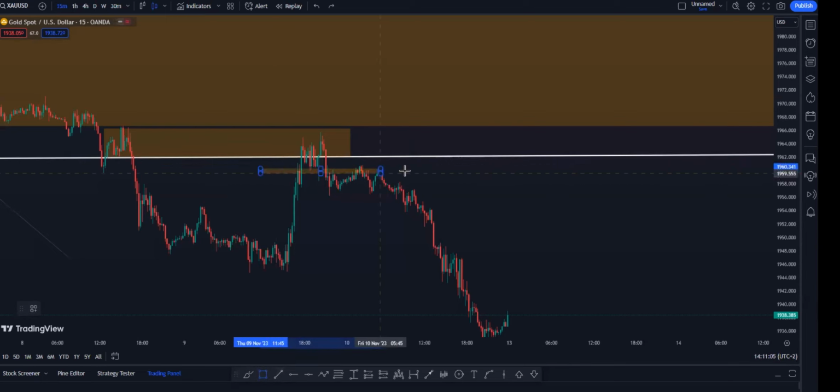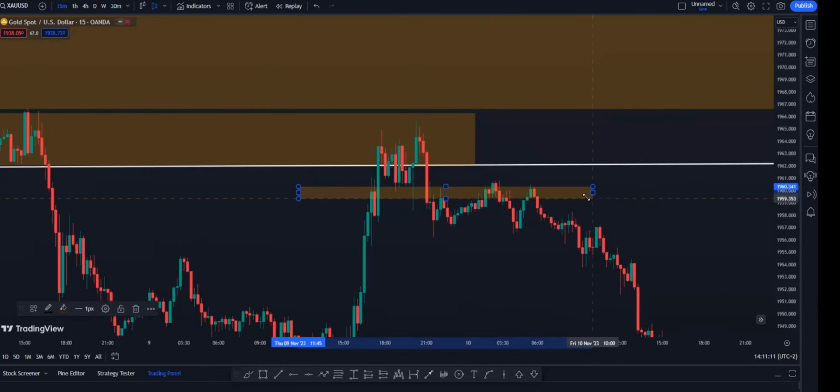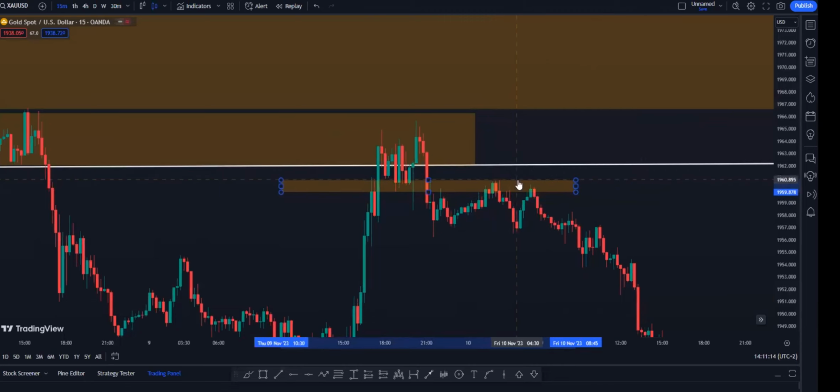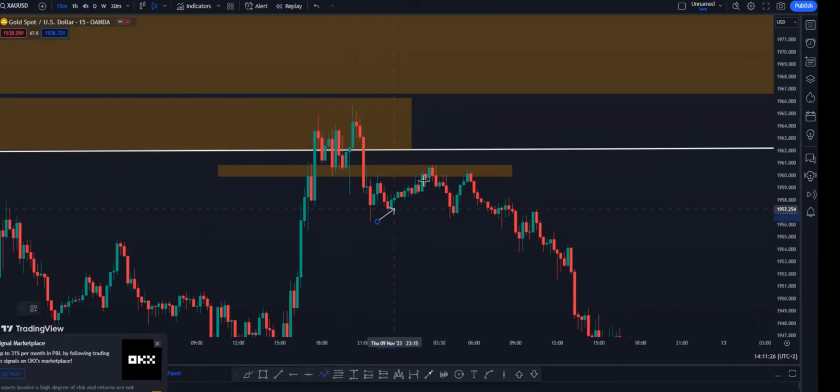So here was my neckline of a double top. Let's zoom in just to make you see this. This was my neckline. We have this top here and this top here. Once you see a breakout, you must also expect a retest, and then a continuation. So we got a retest, and then I also got bearish candlesticks.